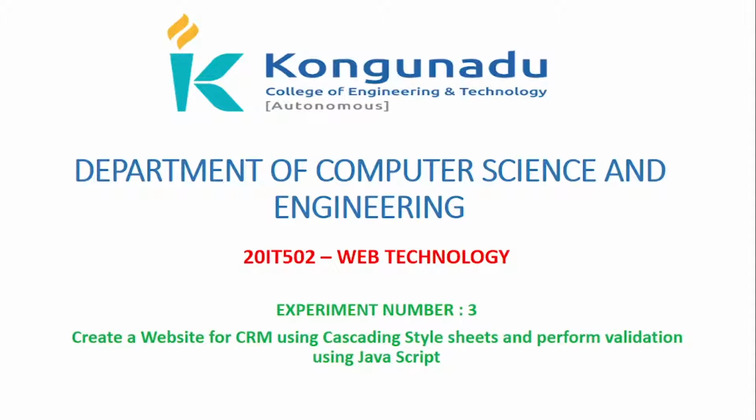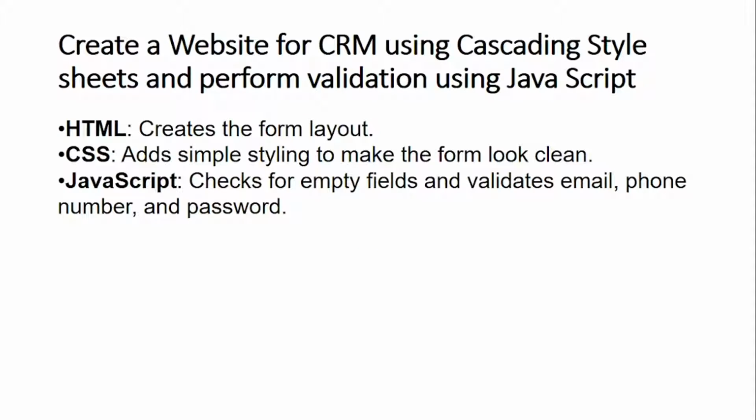Hello everyone. Today we are going to talk about the experiment under web technology. The experiment is to create a website for CRM using CSS, Cascading Style Sheets, and perform the validation using JavaScript. In this one we are going to create three things: one is the HTML page, then the CSS adding some effects for the HTML page, and finally validation should be done through JavaScript.